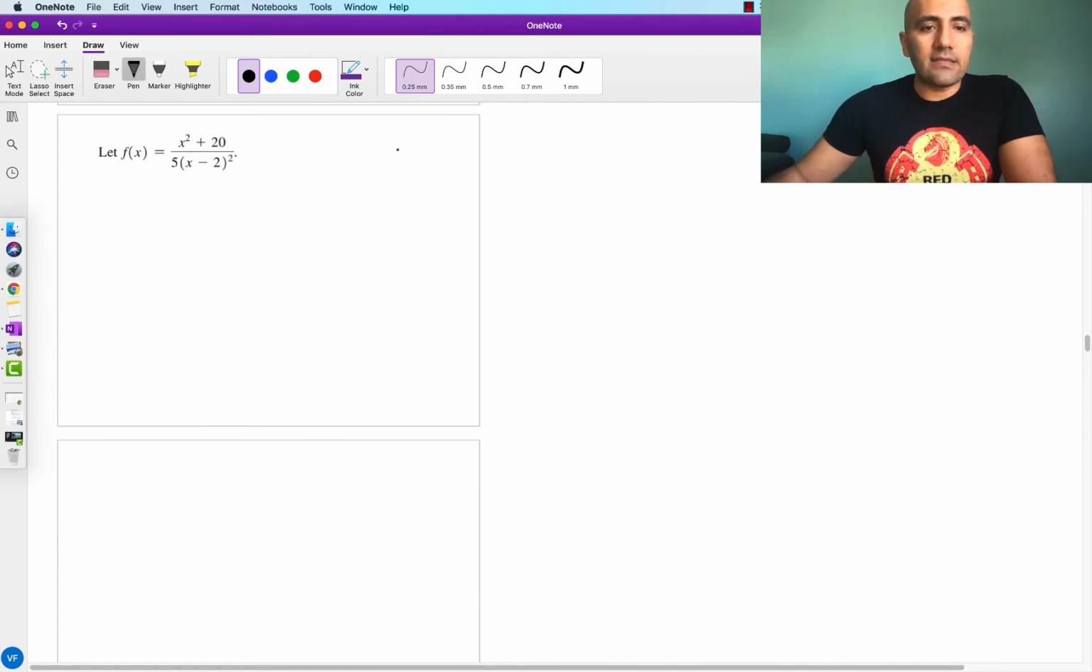So let's set the denominator, 5 times x minus 2 squared, over off to the side. And if I want to figure out when that equals 0, then a little bit of algebra lets you conclude that this is going to happen when x equals 2. At x equals 2, we get 2 minus 2 squared. That's going to be 0 squared times 5, which is equal to 0.